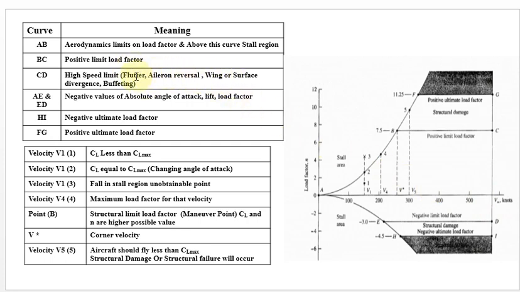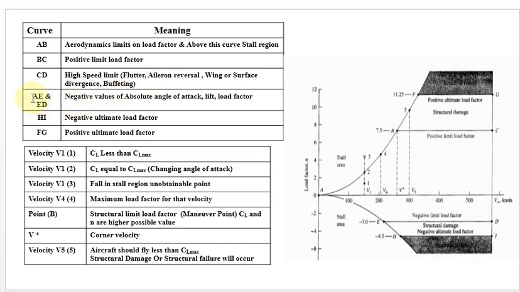So what are the other phenomena? See here the CD curve. When the aircraft goes beyond this particular value, the limit is called the high speed limit. When you go beyond this high speed limit, flutter, aileron reversal, wing or surface divergence or buffeting will happen. So it is very difficult for the pilot to control the aircraft. That is why each and every aircraft should have a known high speed limit.